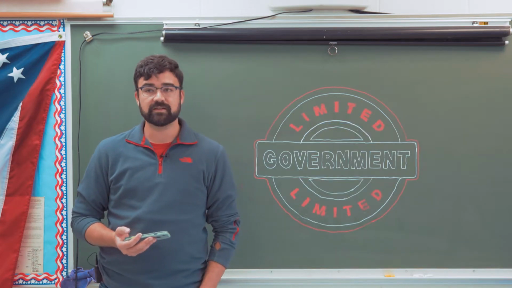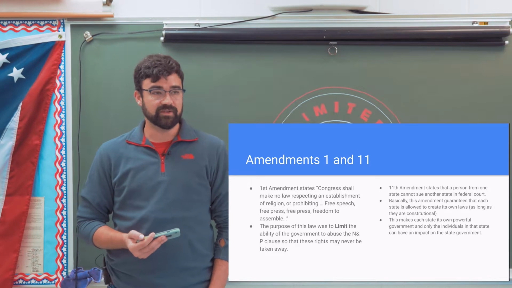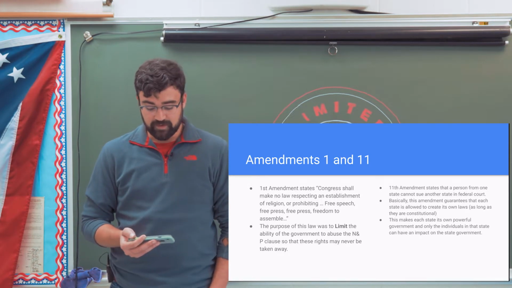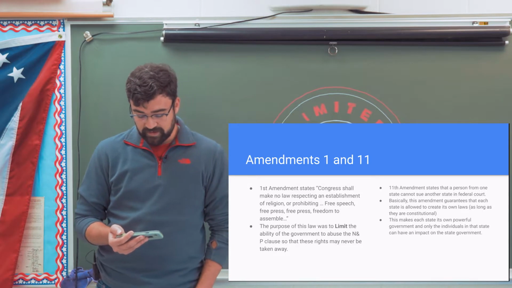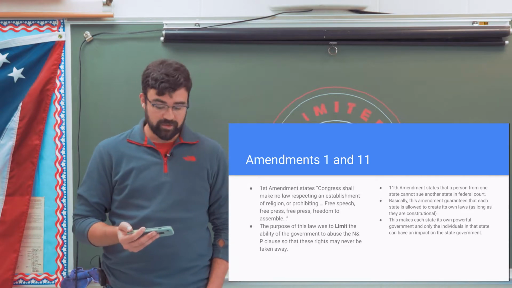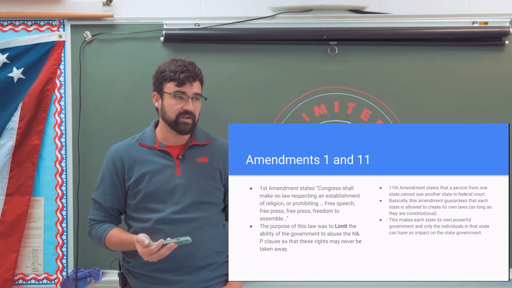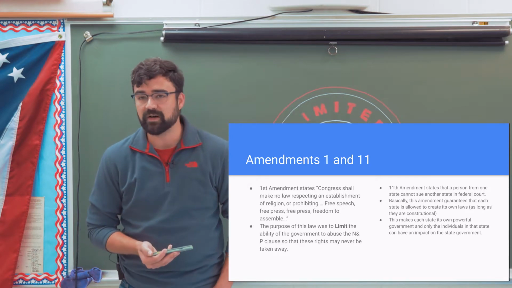Well, let's look at the Constitution. There's the First and the 11th Amendments. That's an example. The First Amendment: Congress shall make no law respecting an establishment of religion, prohibiting free speech, free press, free religion, freedom to assemble, like it's your basic First Amendment rights. You guys know about that.